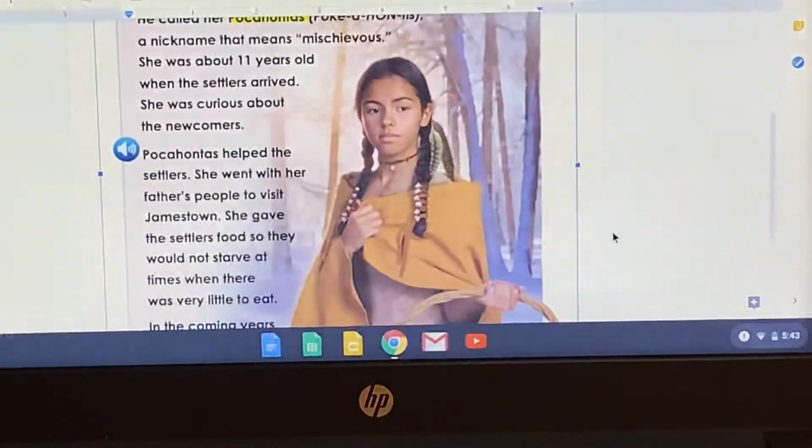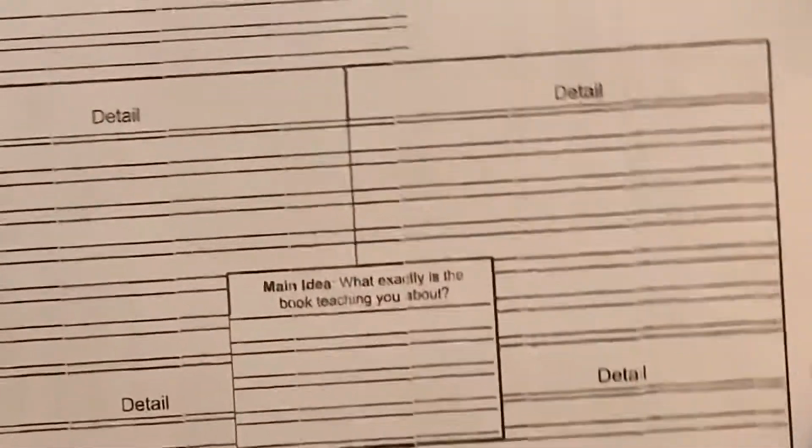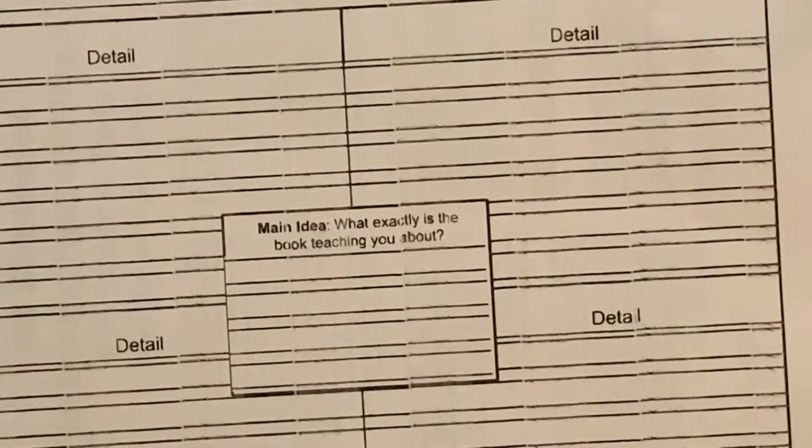So here is Pocahontas. Now I'm going to give you guys a few seconds. What was the main idea of that text? What exactly is the text teaching you about? So what exactly would be the main idea? The main idea would be Pocahontas, because the book, the text, is teaching us about Pocahontas.